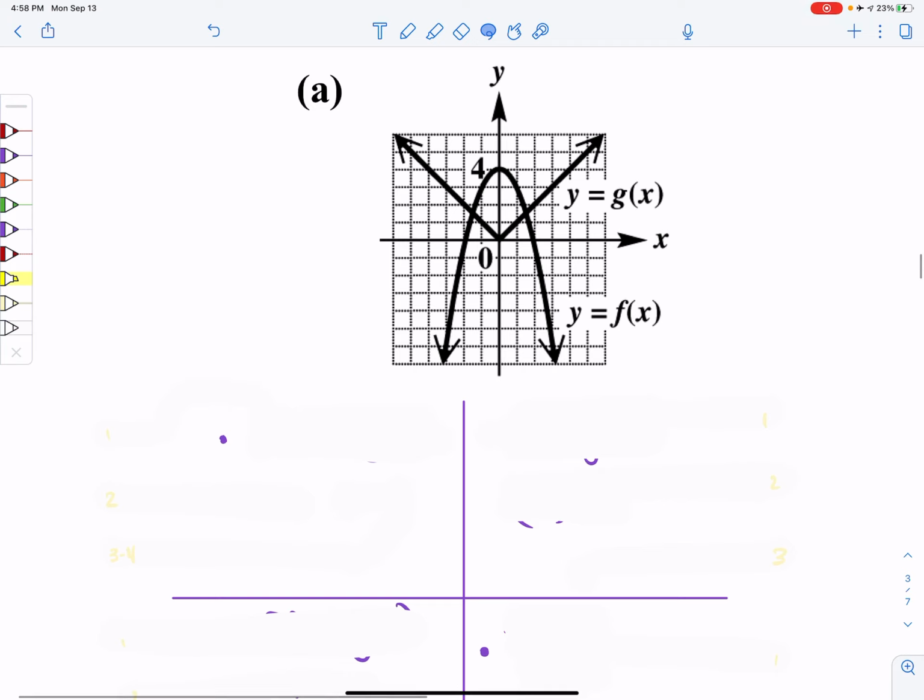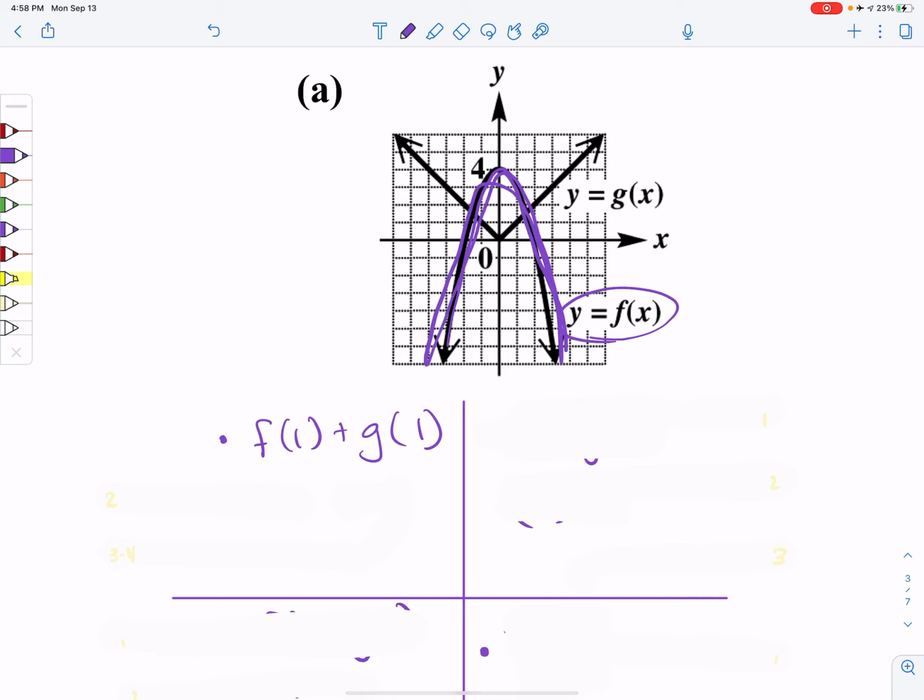So on this first one, we are asked to add f of 1 plus g of 1. Now, the f function is, notice it's right here. This is the f function, okay? And the g function is this one up here. So this absolute value graph is going to be my g function. So let's go to the f function and find f of 1. Well, 1 is the x value. So here's the x value. What is the y value on the f function? Well, the y value is going to land right here. And so that's going to be a value of 3.